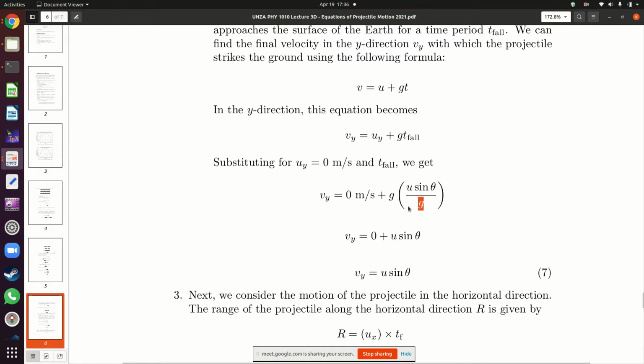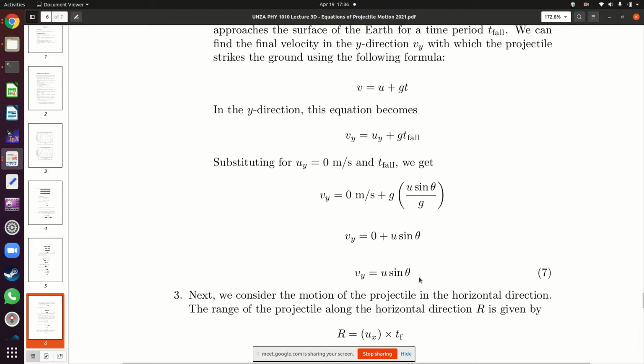You cancel out the g times that. There's g on top, there's g at the bottom, like that. So you remain with u sin theta. So this is 0 plus u sin theta. So in this case, you end up with Vy equal to 0 plus u sin theta. Then Vy is going to be equal to u sin theta. So this is the velocity with which your projectile hits the ground in the y direction. So Vy is equal to u sin theta.